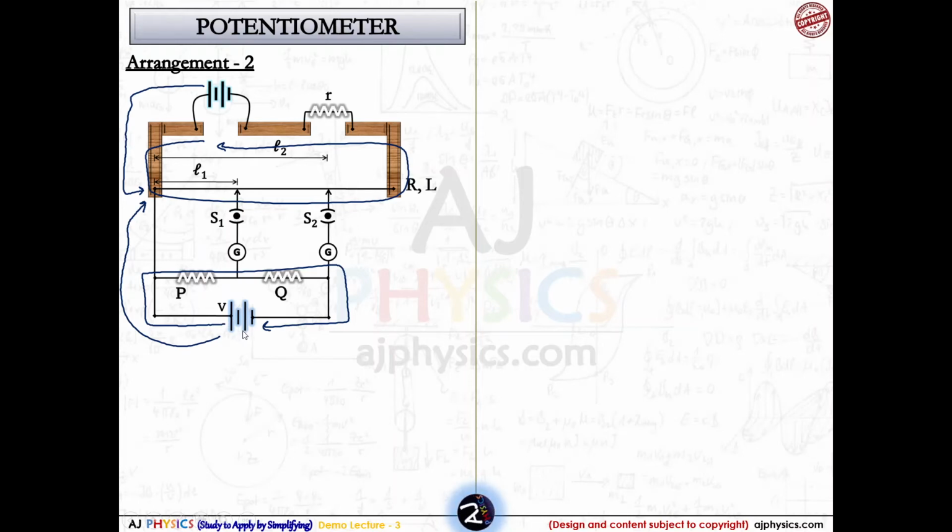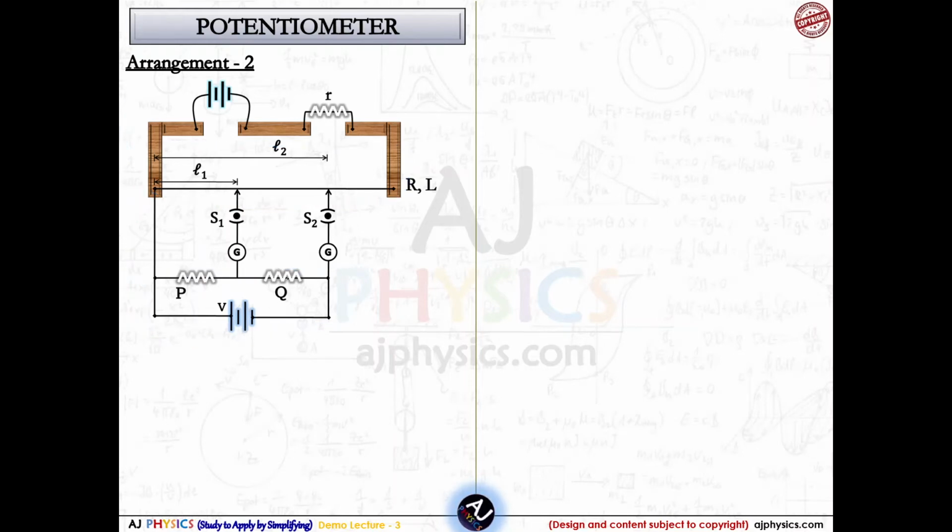Okay, I hope it's clear. So the current which is flowing in this circuit will not interfere with the current flowing in the primary circuit. So this is the first basic. Now obviously if there is some current flowing in this circuit here, we can get some value of voltage as well.